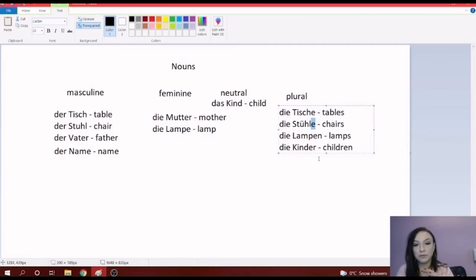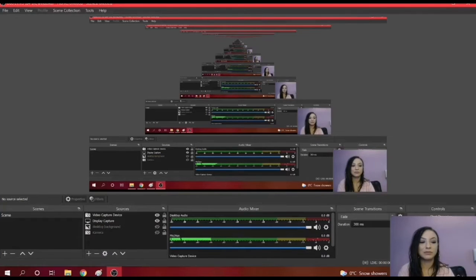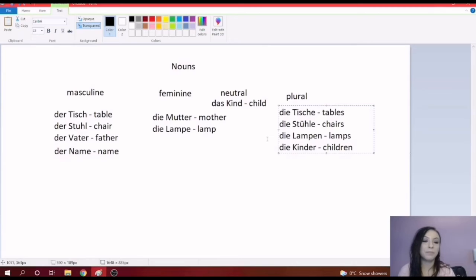But the focus of what I want to say now is the articles, okay? So die is for plural. And as you notice, die is also for feminine nouns. So how will you know if the noun is feminine or plural? Well, first of all, because of the verb.